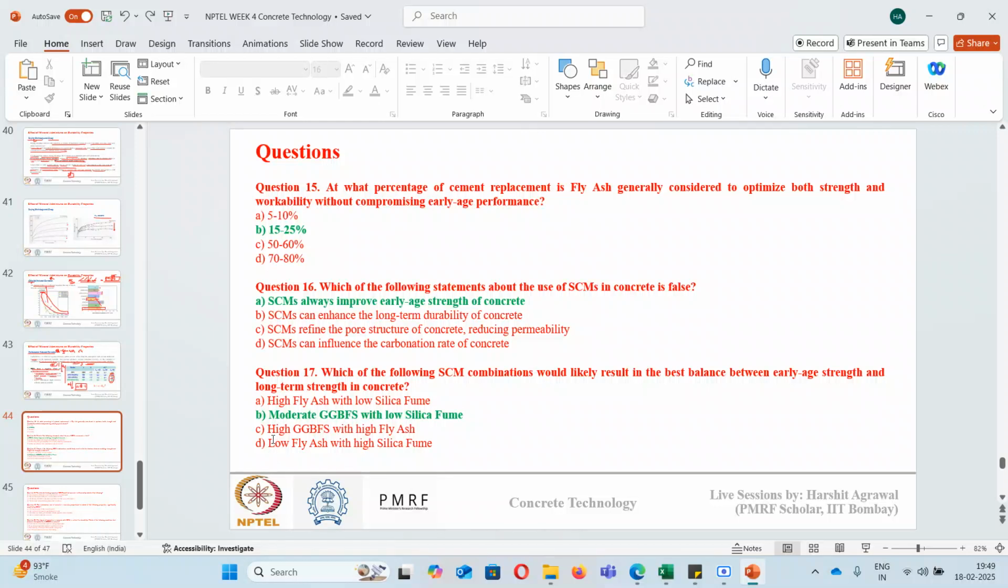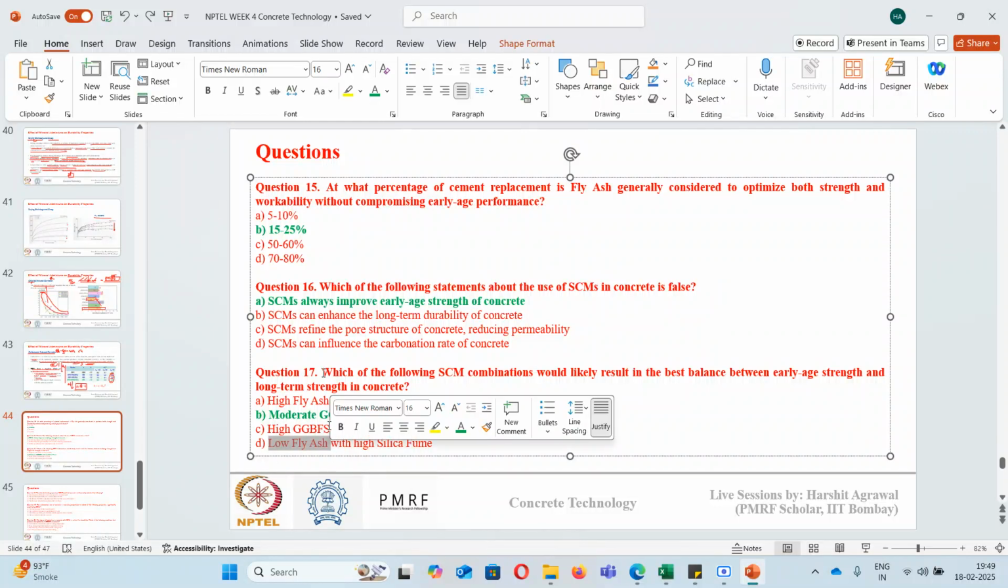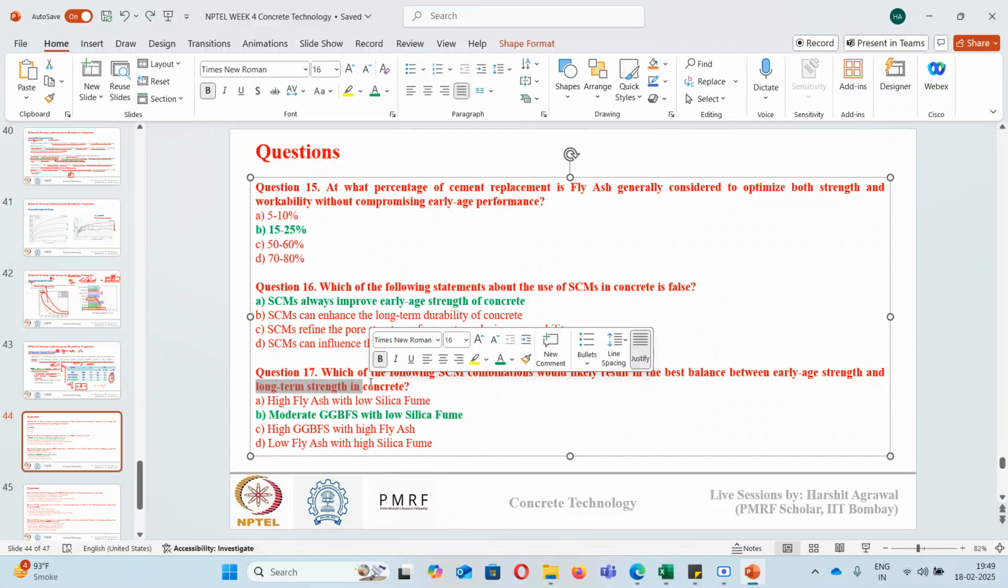Okay, so this option won't be correct since there's low fly ash. So long term strength won't be like it won't give me the best balance between long term and early age strength. So correct answer is B in this case.